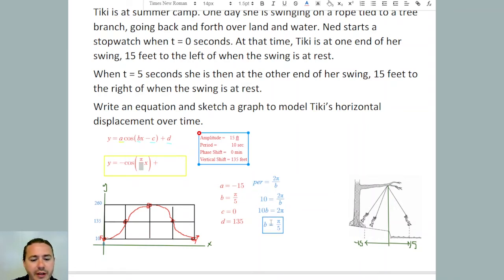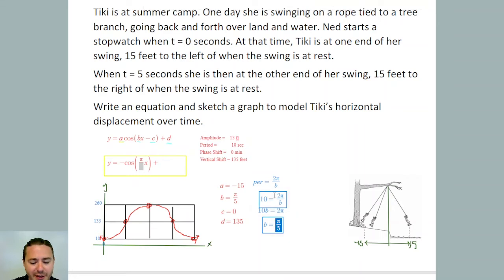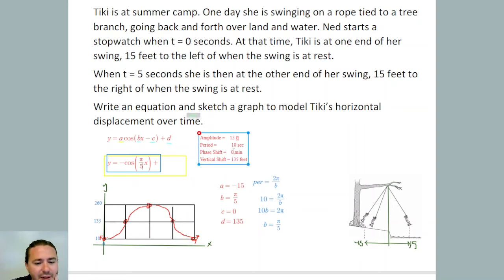So we already did the calculations here with the number 10, so we know that this is going to be pi over 5. Same as the last one, just a different unit. We're working with seconds here instead of minutes. The phase shift here is still going to be 0.